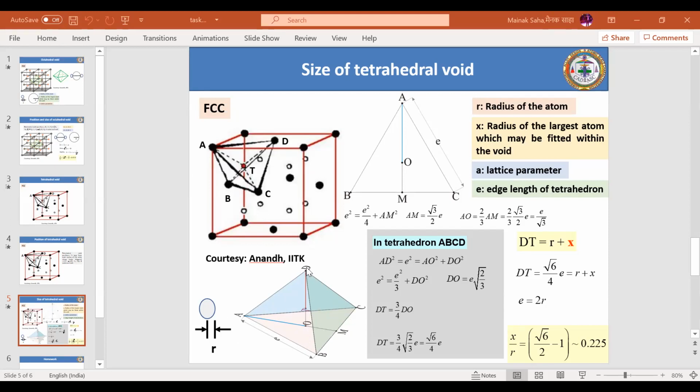On top of it, what is there? D. So this is D, the same thing. Point D. These are all the atoms. A, D, C, B, so these four atoms are here. But what we have at T is a certain void. What is the size of the void? So O, we already know this length AO. AO is equal to what? E by root 3, correct?